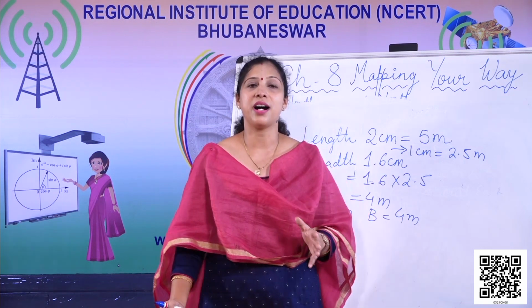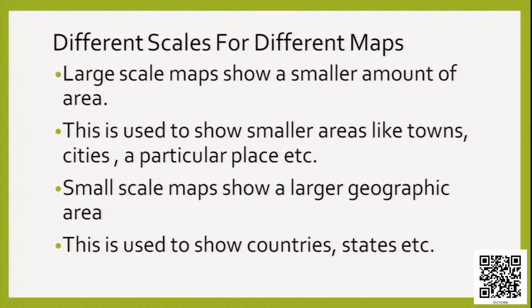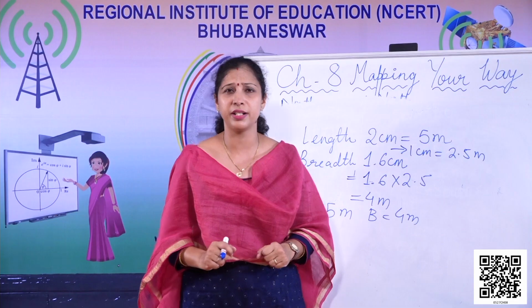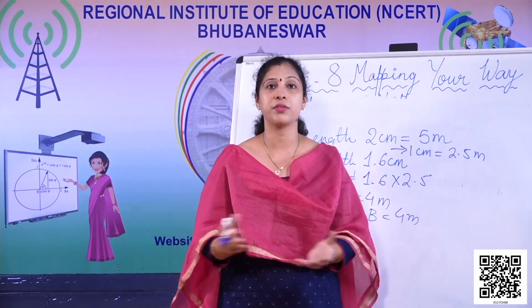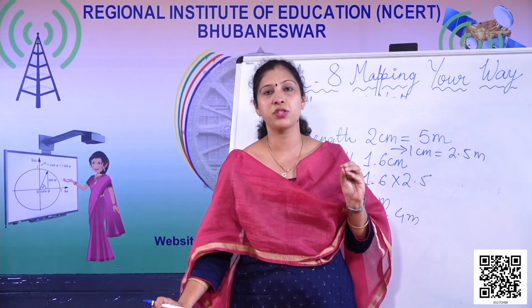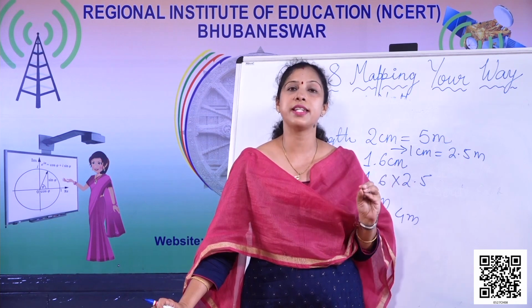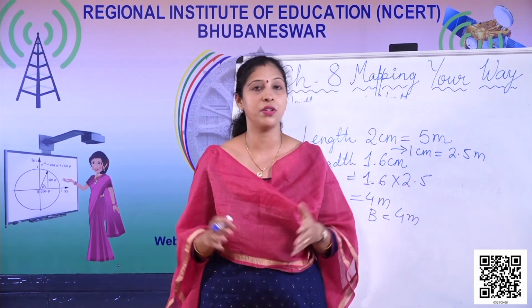So now, as I had told you, this is very important for you to remember. Different scales for different maps. Why do we use them? Larger scale map shows a smaller amount of area, and this is used to show smaller areas like towns, cities and particular place. Whereas small scale maps show a larger geographic area. जहाँ पे हम लोग लिखते हैं कि 1 सेंटीमीटर इक्वल टू 10,000 किलोमीटर, 1,000 किलोमीटर, वो बड़ा जगह को दिखाने के लिए यूज़ होता है. और जो लार्ज स्केल मैप होता है, जैसे 1 सेंटीमीटर इक्वल्स टू मे बी 500 मीटर, मे बी 200 मीटर, they are used for towns, cities, particular place, or maybe your classroom, maybe your school.